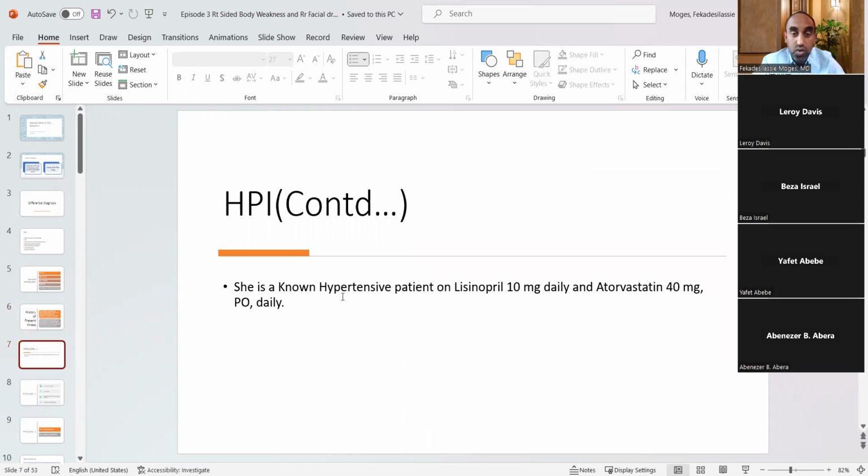And she is a non-hypertensive patient. I told you about that. You didn't ask me what kind of medication she was using. She uses lisinopril 10 milligrams.